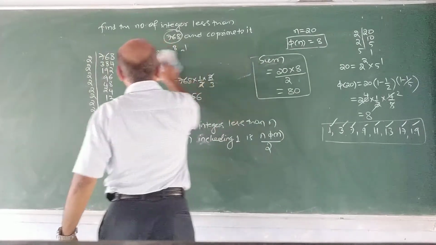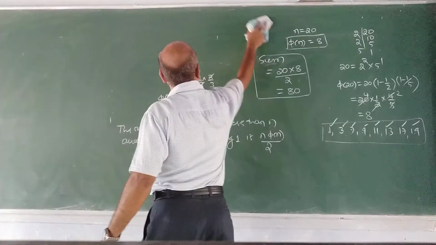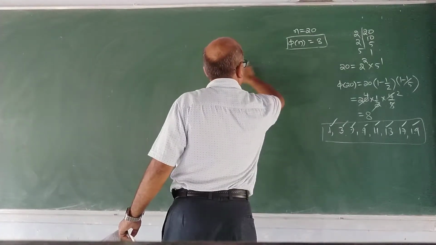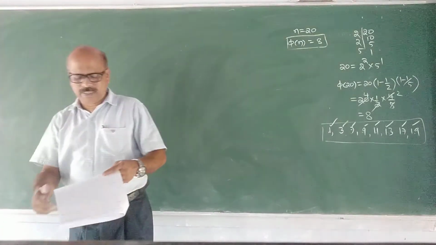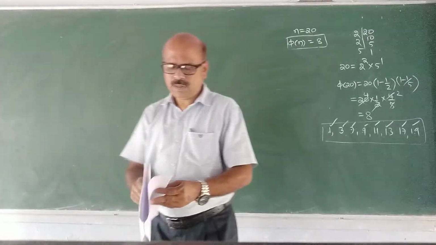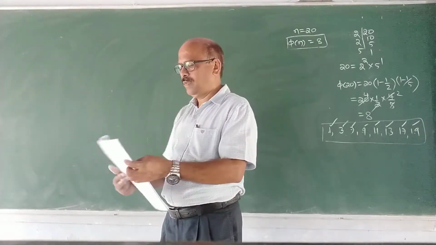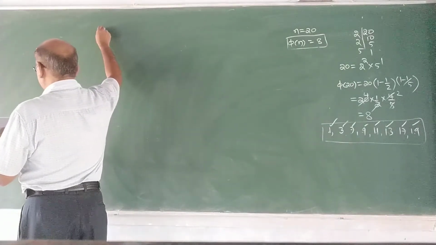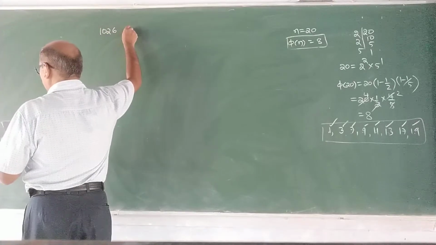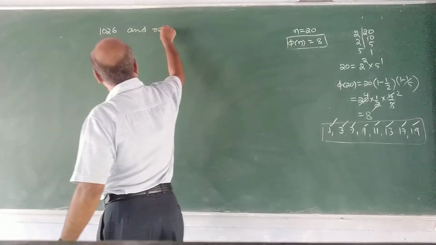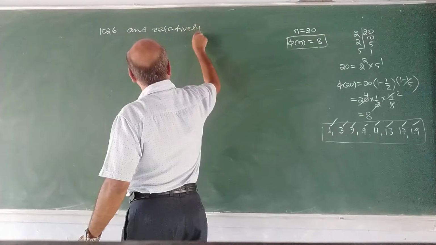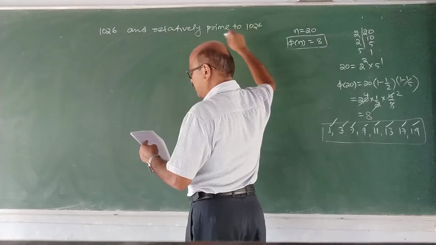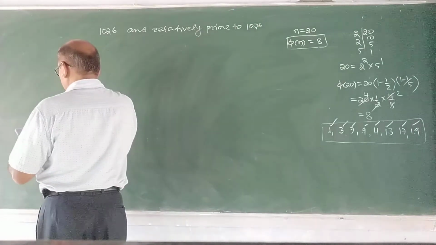I take one more example. Here you may get some examples for only 2 marks. Find pi of n and their sum. Take this example. Find the number of positive integers less than 1026 and relatively prime to 1026, and also sum of them.